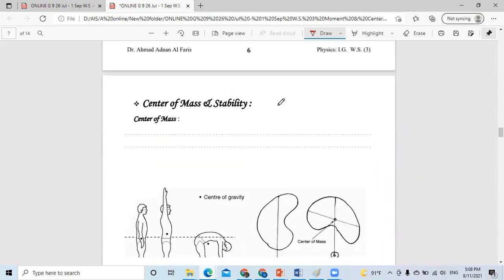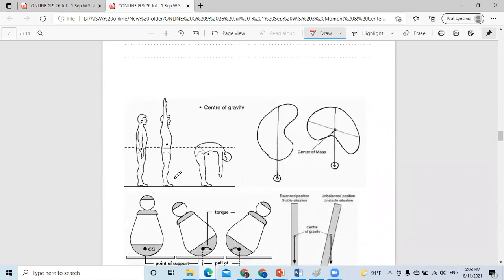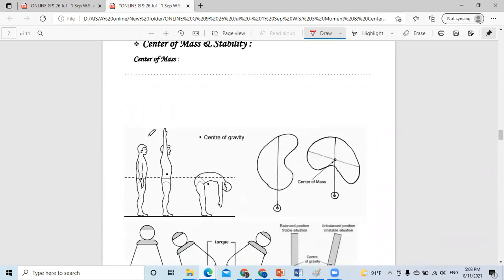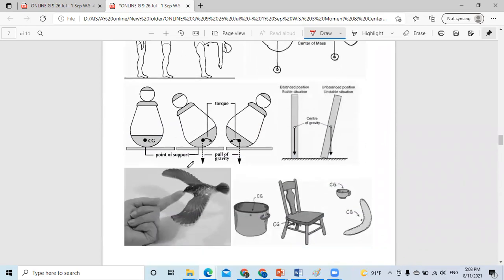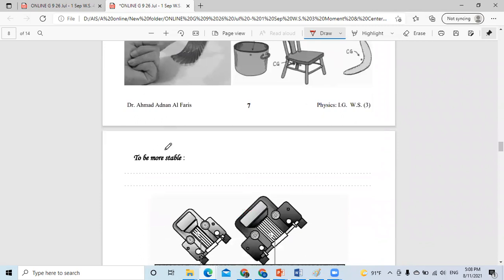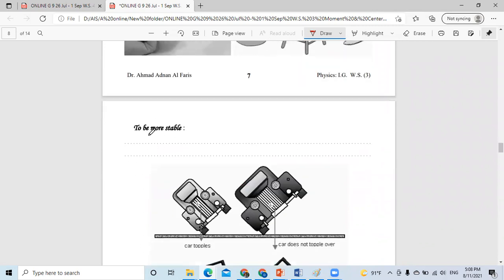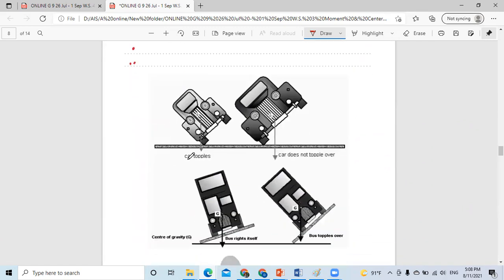Okay, now we start talking about the center of mass, and we said that the center of mass is the point where the weight acts. And to say how to be more stable, we said that we have two conditions to be in more equilibrium: wider base area and lower center of mass.